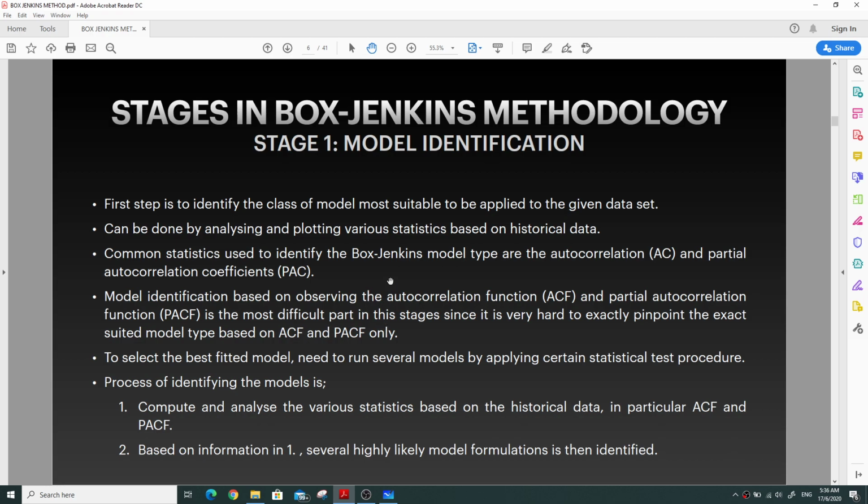So let's take a look at the first stage of the Box Jenkins method, which is model identification. Here I need you to read this particular point. It is actually in your textbook, but I understand that some of you might not have the textbook.